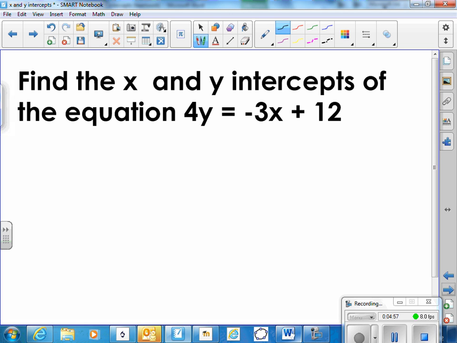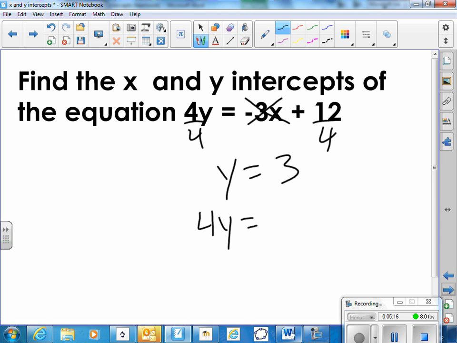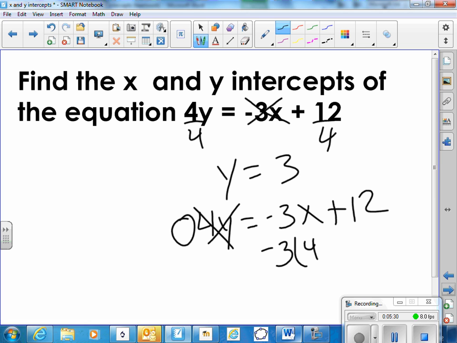So if we wanted to find both the x and the y-intercepts, for the y-intercept, x is 0. So 4y equals 12, y equals 3. Well, for the x-intercept, let's write that equation again, but y is 0. So then we say, well, what negative 3 times what plus 12 would equal 0? Negative 3 times 4 plus 12 equals 0. That would work. How could you solve for that?